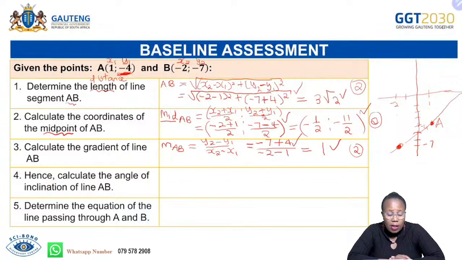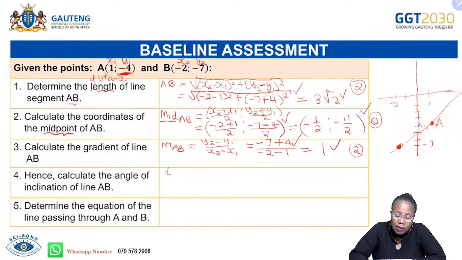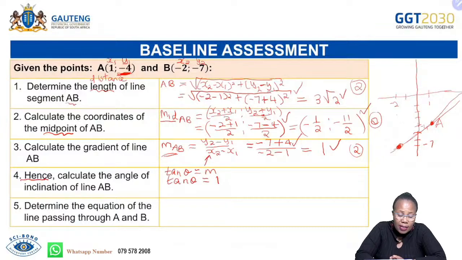Number 4, hence calculate the angle of inclination of line AB. Now if you look at line AB, the inclination is less than 90 degrees. Okay, happy. We are taking the formula tan theta is equal to m, and then this is an inclination to that line that we have just calculated its gradient there. Then it will be tan theta. Substitute the gradient 1 from the previous, that is why it's saying hence here.